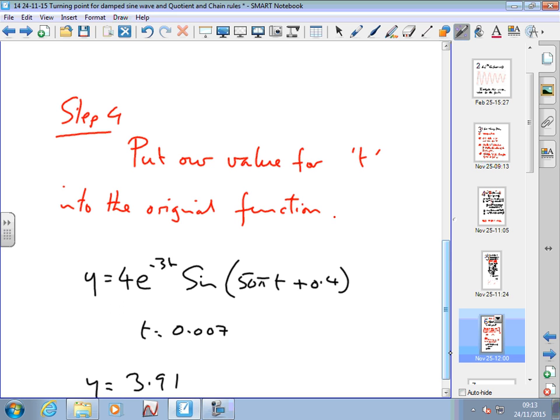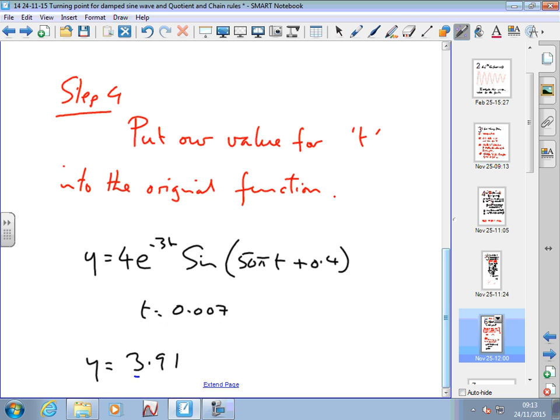And then for step 4, we'd put our value of t back into the original function. y equals 4e to the minus sine 50 pi t plus 0.04. Obviously I used the value 0.007, rounded to 0.007, when I looked at this. And that would give me a value of y equals 3.91. Just to finish this little step off, check that you can do that. Put that value of t, 0.007, back into that function and check you get 3.91. Try and do it in one hit on the calculator.